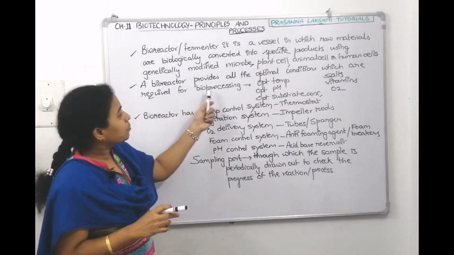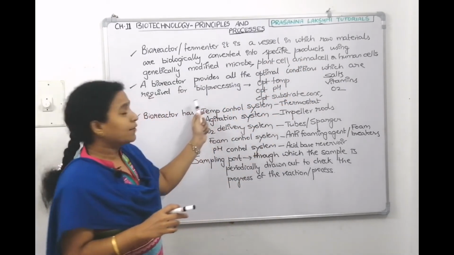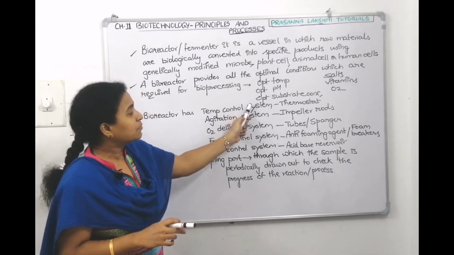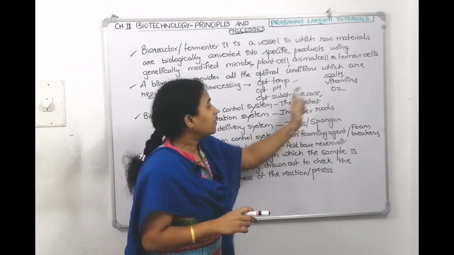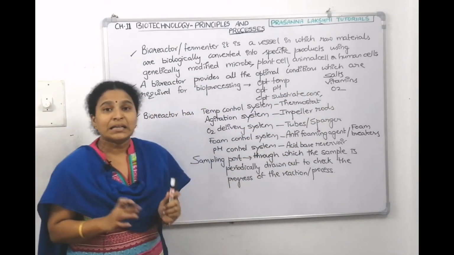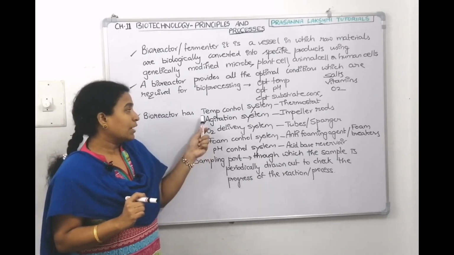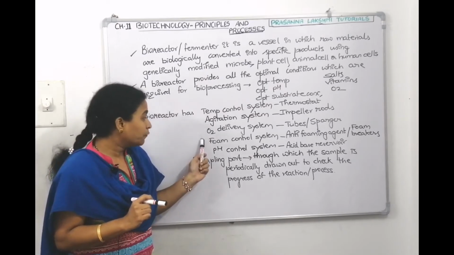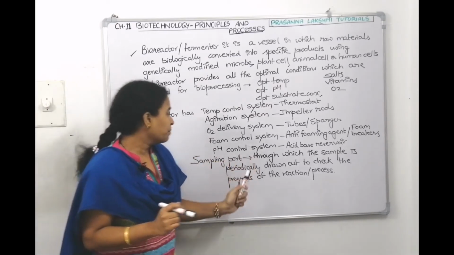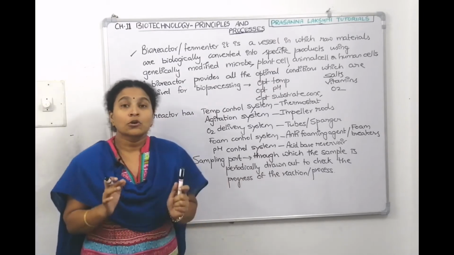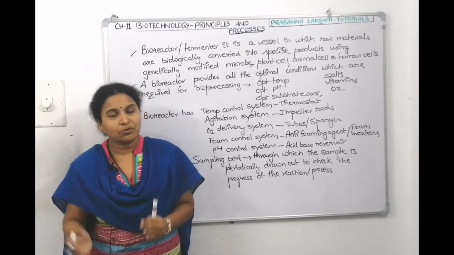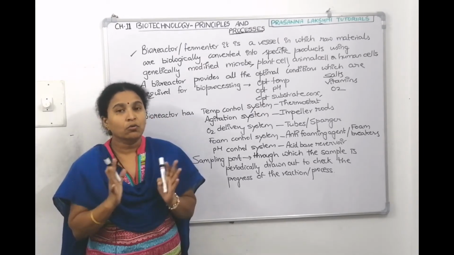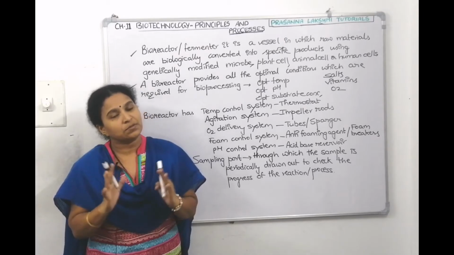A bioreactor should provide all the optimal conditions required for the processing. It has to maintain temperature, pH, and substrate concentration, and it has to provide salts, vitamins, and oxygen. It is equipped with systems to control the temperature, for mixing, for oxygen delivery, for controlling the foam, and for maintaining the pH. It also has a sampling port through which we can take out samples from time to time and see how the reaction is progressing. So when you check all these things, then the process will get completed.